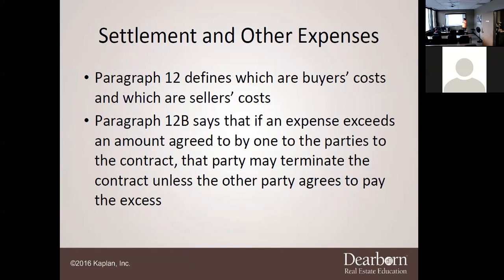What 12 has in it is basically a spot for the buyer to ask for some concession money back to them at closing. So what you could do is say, I will pay $300,000 for this house at closing, but I want the seller to give me back $10,000 at closing to help me pay for any excess costs, any expenses that might have occurred after closing.